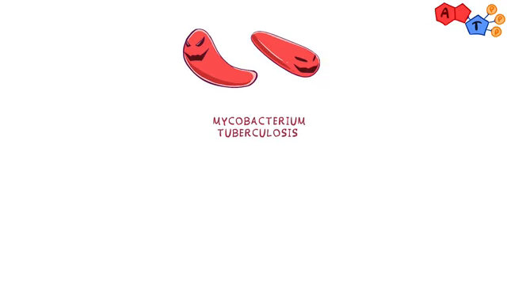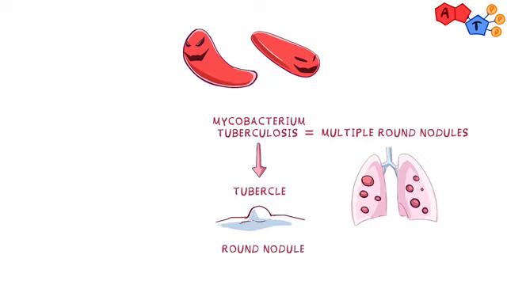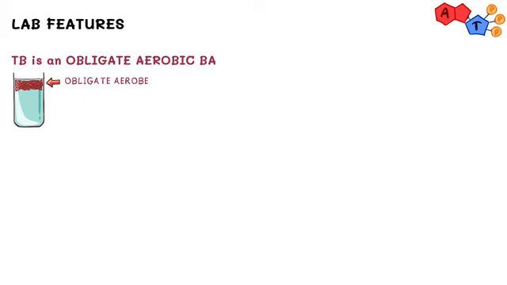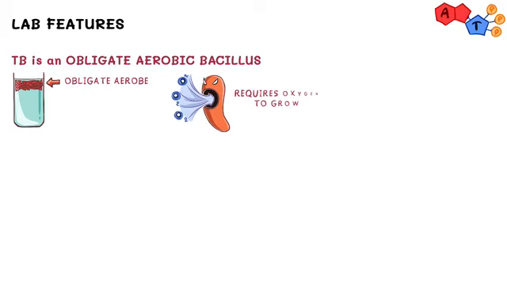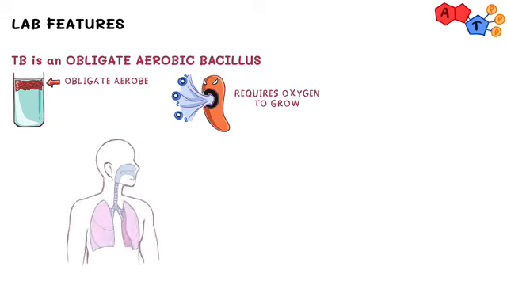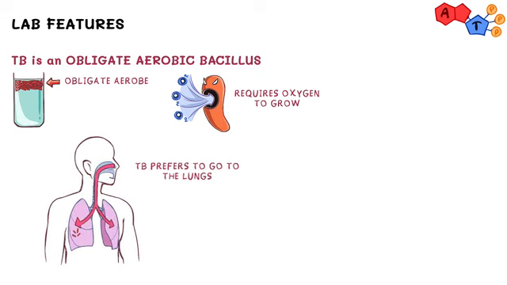The name tuberculosis comes from the word tubercle, which means round nodule. Therefore, tuberculosis means multiple round nodules. Now let's talk about the features of TB. First of all, it's an obligate aerobic bacillus, which means it requires oxygen to grow. And that is why it makes sense for TB to prefer going to the lungs.